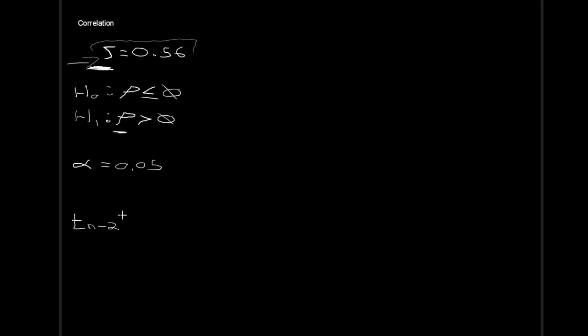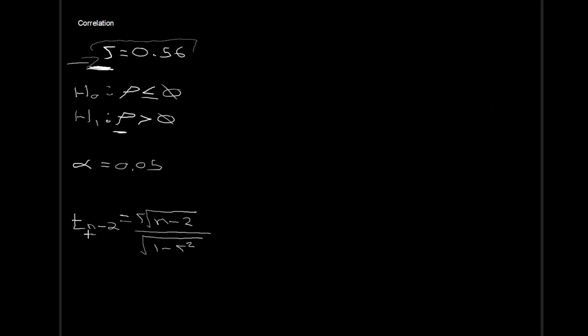And that's going to be equal to, a little bit different, it's going to break our mold of how our test statistics have looked so far. This is going to be R, our sample correlation, times the square root of our degrees of freedom, N minus 2, divided by the square root of 1 minus R squared. Again, keep in mind that R is our sample correlation. So that's our test statistic.